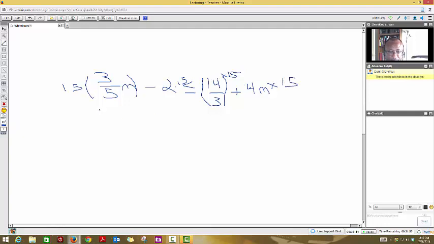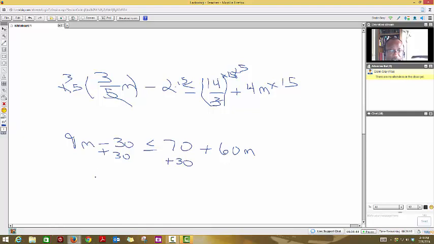Okay, we do that. So over here, we cross this out, cross that out, we'll end up with a 3 here, we'll end up with 9m minus 2 times 15 is 30, less than or equal to, we have a 15 here, and a 5, that'll give us a 5, that'll give us 70, plus 4 times 15 is 60m. We'll move the m over here, well let's move the 30 first. Move the 30, add 30, plus 30, and this is good practice even for equations.